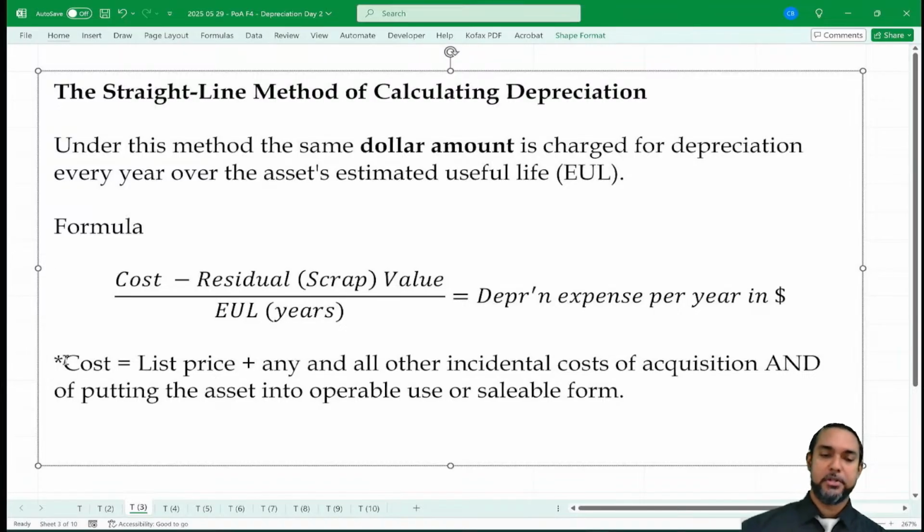Okay. So when I say cost is the list price plus any and all other charges. Like I said last week, if you go on Amazon, like we do, right?